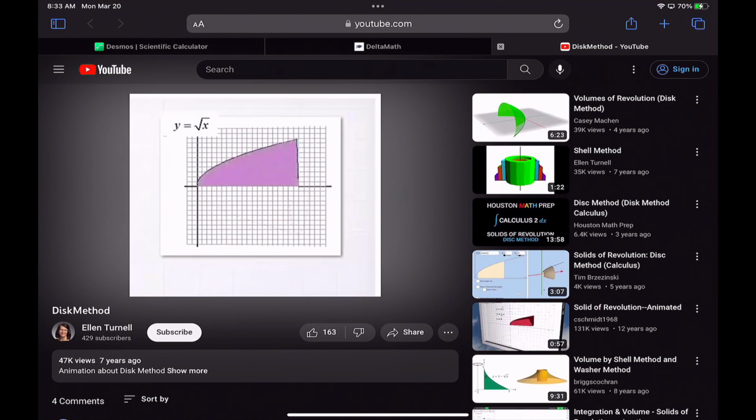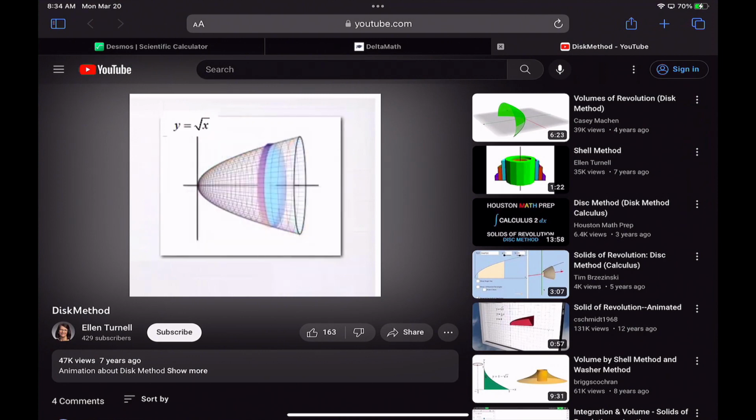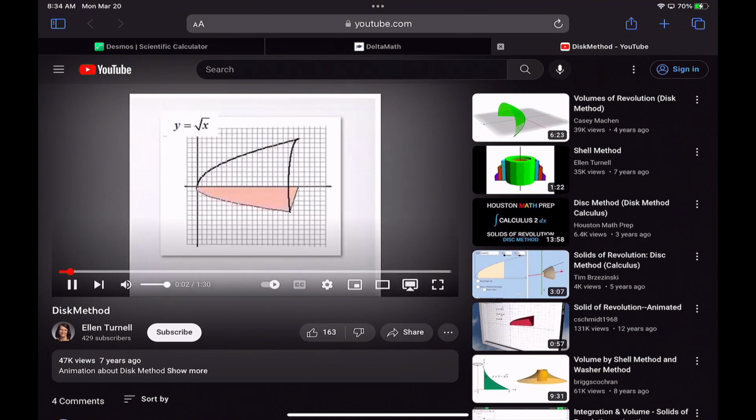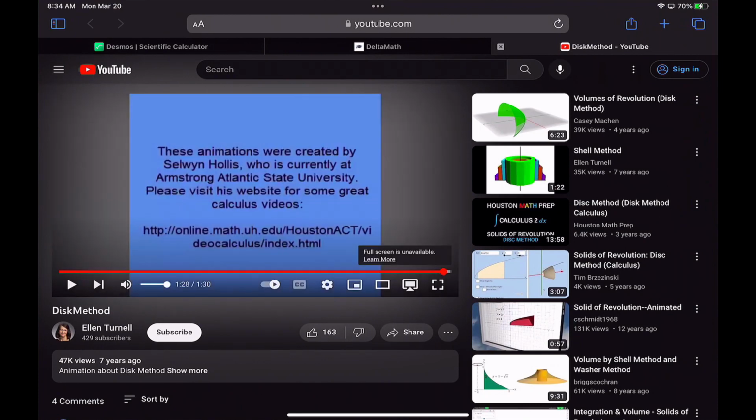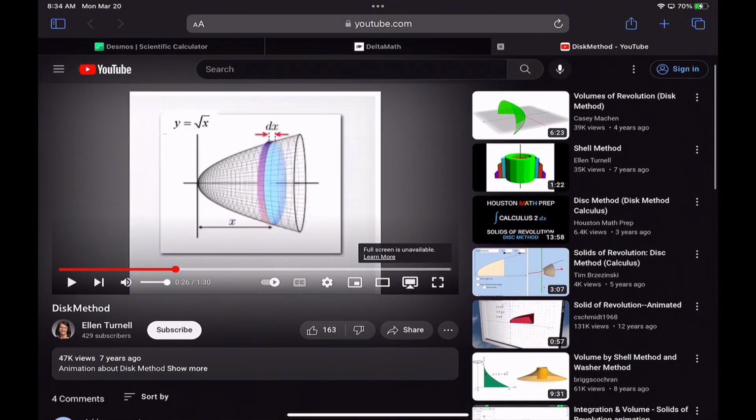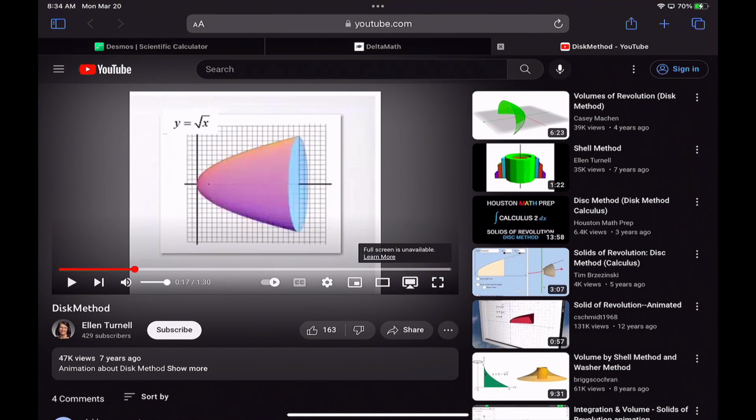So you see how it's revolving around the x-axis. It's revolving around the x-axis to create kind of a cup, right? Kind of a three-dimensional cup. Okay, so there's the 3D cup, right? Let's see if I can make this bigger. There we go.